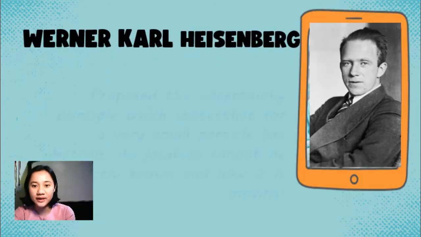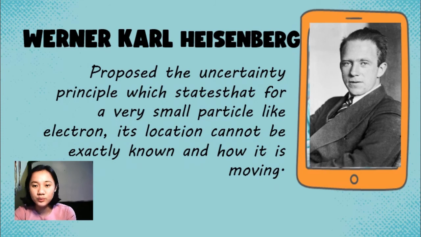Next is Werner Karl Heisenberg, who proposed the uncertainty principle, which states that for a very small particle like an electron, its location cannot be exactly known and how it is moving. Therefore, as we learn more about the electron's position, we know less about its energy and vice versa.